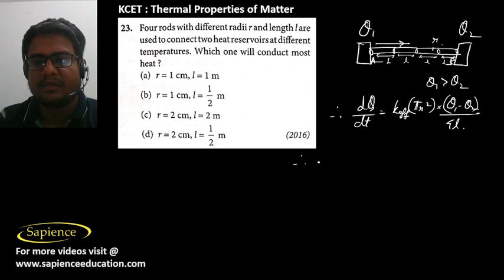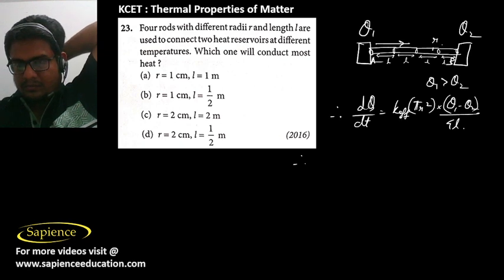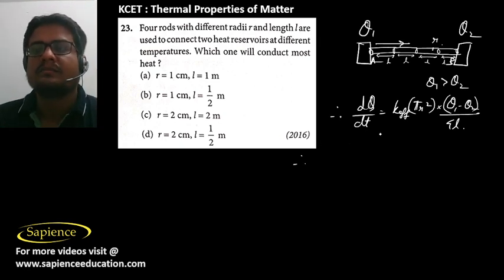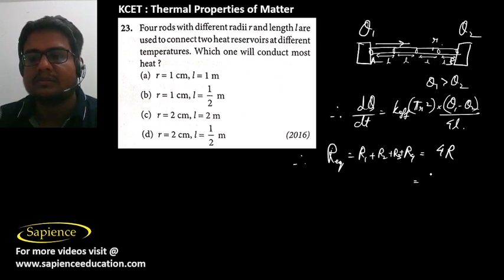Now therefore k effective, that will be equal to... Okay, so it means that here they are connected in series, so R equivalent will be equal to R1 plus R2 plus R3 plus R4. Now here all thermal resistances will be the same, since all have length L and area of cross section also the same. So that will be 4 into R, which is 4 into L by K A, where A is pi r square.